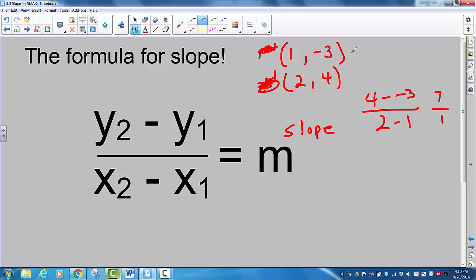Or another person might say this is the second coordinate and this is the first coordinate. And if they did, then it would be -3 minus 4 over 1 minus 2, which gives you -7 over -1, which is 7 over 1. Same outcome. It doesn't matter which one you decide is coordinate number 2 and coordinate number 1, as long as you're consistent in the way that you do it.